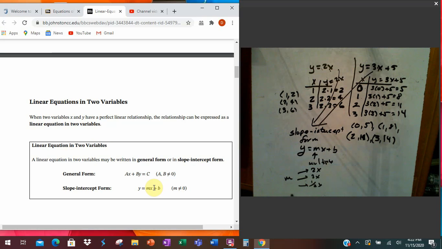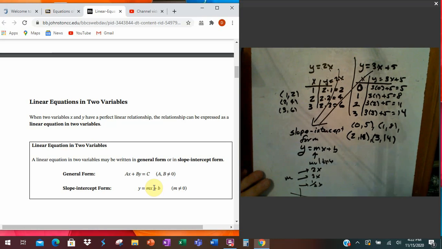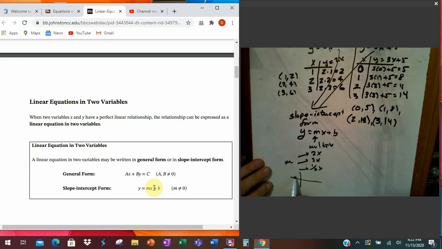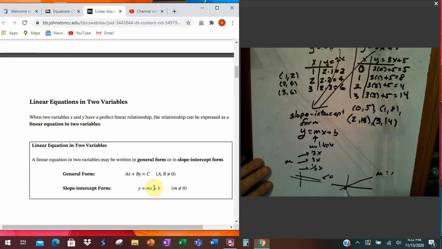Basically, if I did a quick graph out here, if I had no slope, that would be 0 slope. And then I could do something like m is equal to 1, and then more. So if I go over 2, I would be up 2. So that would be y is equal to x, or 1x.